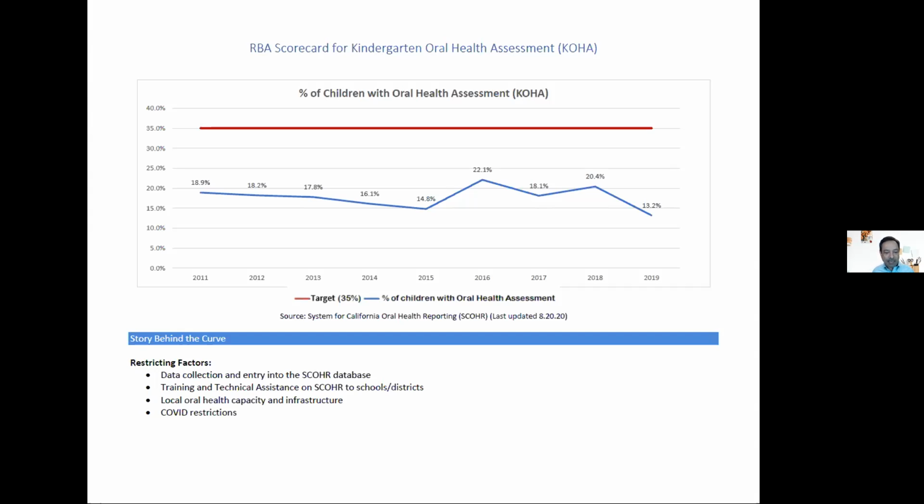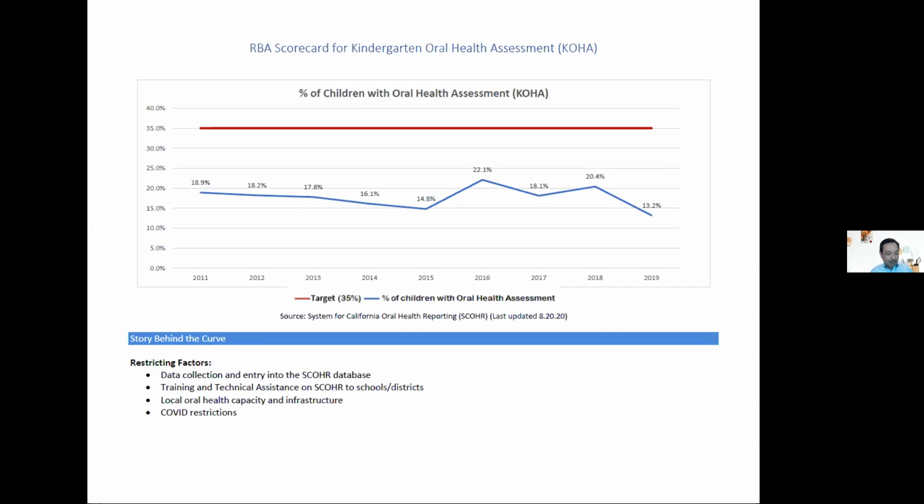The percent cavity-free and percent untreated are the two other indicators that are reported. You can rely on those two figures and see if we can make improvement with respect to that. Training and technical assistance on SCORE: our contract includes that they provide training and technical assistance to school districts about gathering the data and reporting it.